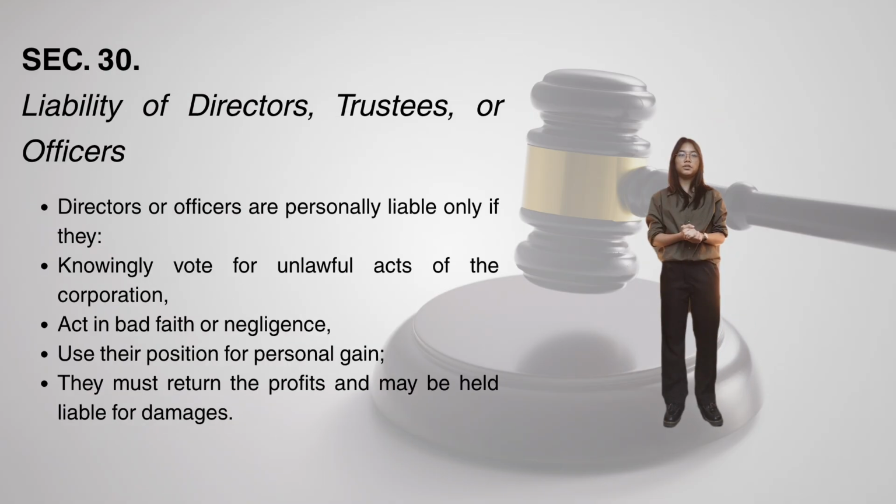Negligence or use their position for personal gain instead of the company's benefit. If proven guilty, they must return any profits gained and can be held liable for damages caused to the corporation or its stakeholders. Example, a director approved a fraudulent financial report to attract investors. When discovered, he must return any profit he gained and may face legal action.